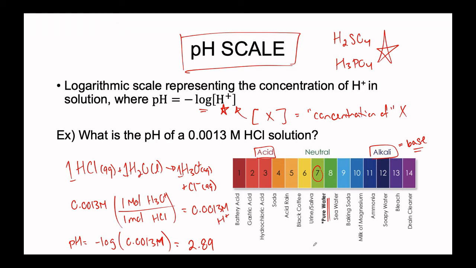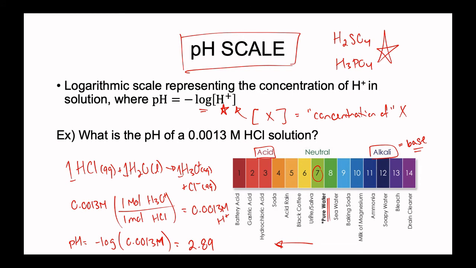Now everything to the left-hand side with low pHs are going to be acidic things, all the way down to a pH of 1 corresponding to the pH of battery acid. We can see pH of 2 is gastric acid, meaning stomach acid has a pH somewhere between 1 and 2. Hydrochloric acid is going to have a pH of around 2 to 3. And we can see then ranging up: sodas after this, acid rain, black coffee, urine/saliva.